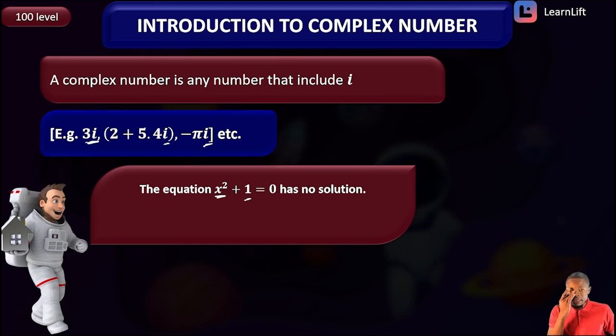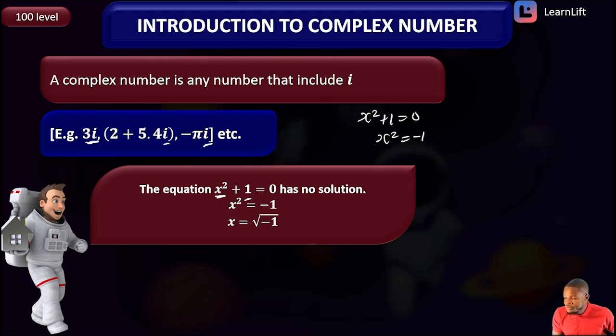Now let me break this down, especially what we mean by this to you. When I have something of this nature, if we say our x squared plus 1 is equal to 0, automatically x squared is going to give us negative 1, right? So if I have this, take note of this, that this is going to give us, what is your x there? x is going to give you the square root of your negative 1.